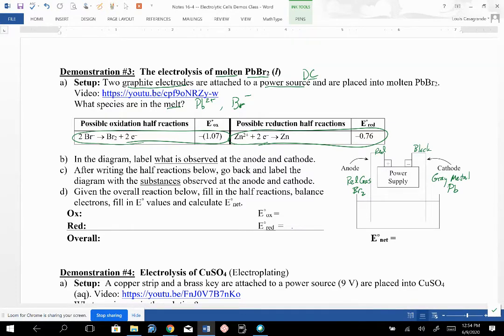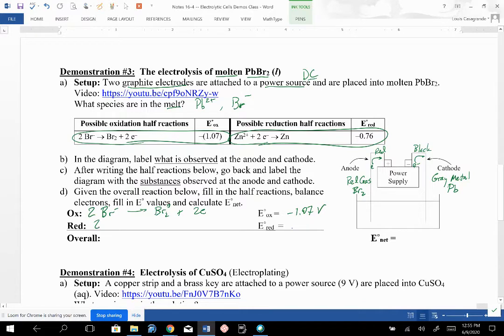Let's fill in the half reactions. If we wanted to write the electrons, I didn't do this on the previous one. The electrons are coming here, and the electrons are coming here. And so we get the reduction at the cathode, oxidation at the anode. Oxidation, we have our 2 bromides forming Br2 plus 2 electrons. And if you wanted to write in the oxidation number, Br is 0, and that has a potential of negative 1.07 volts.